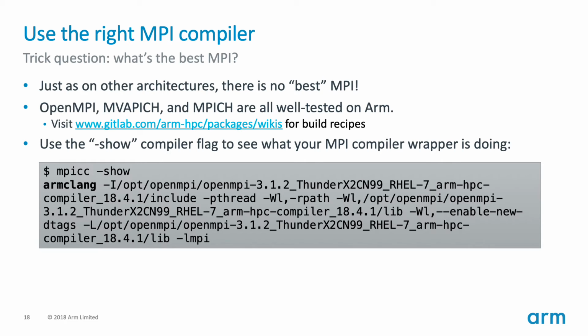Don't just assume that they're invoking the ARM compiler because that's your serial compiler. The MPI compiler wrapper might be doing something different under the hood. So definitely double check that.